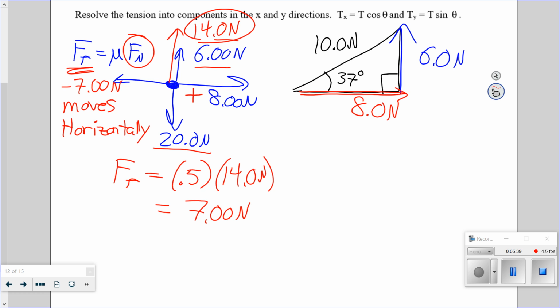0.5 is mu. That's just a number. Very good. Where did I get 0.5 from?